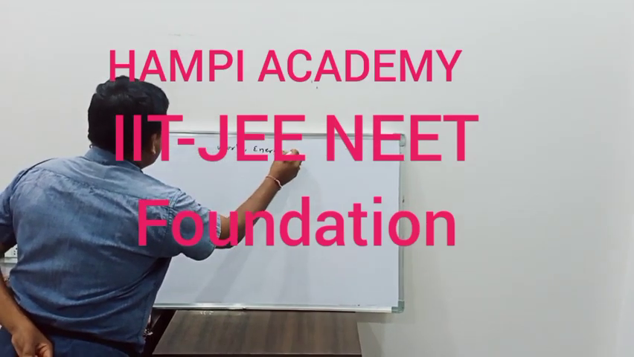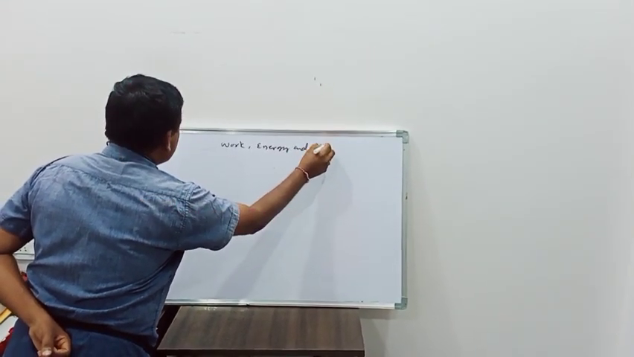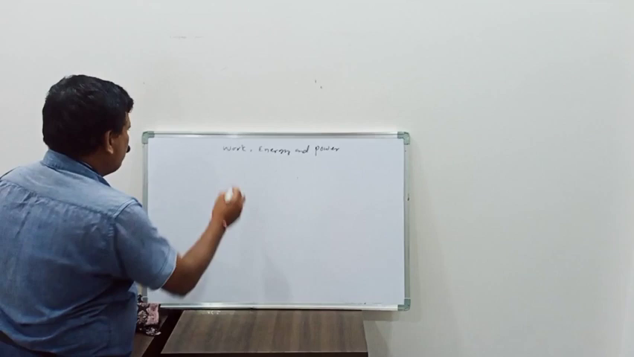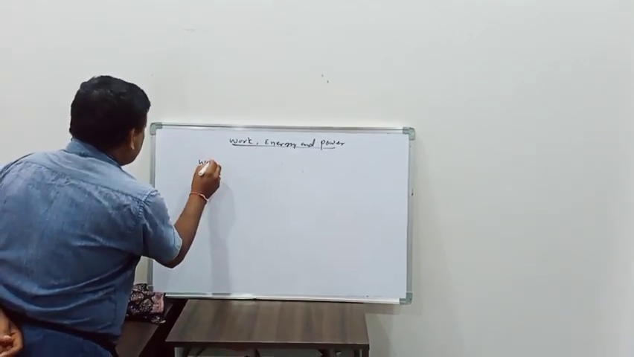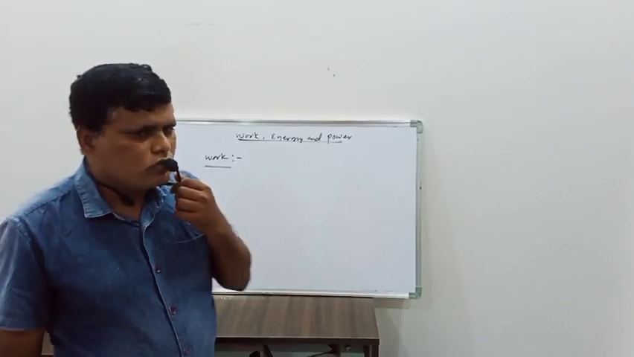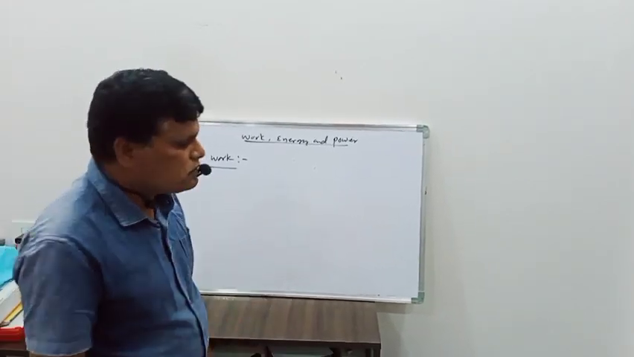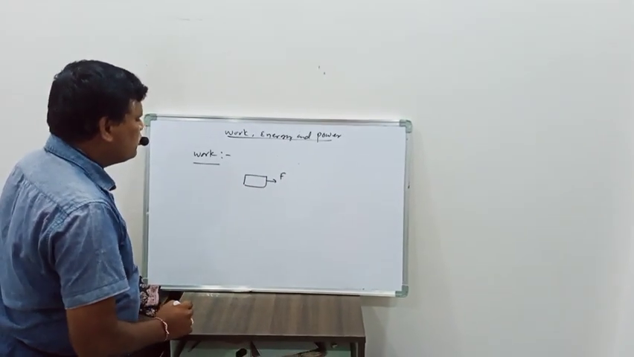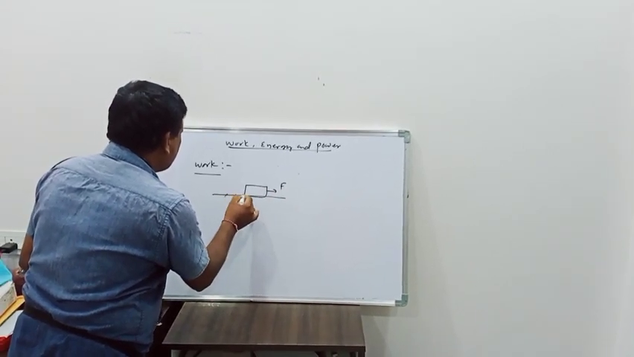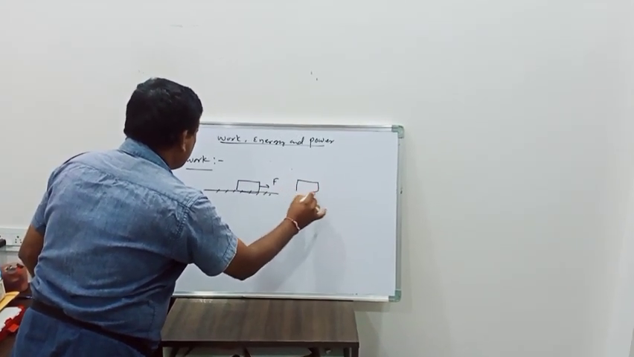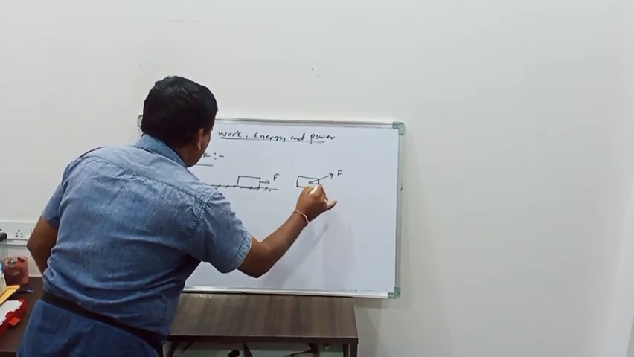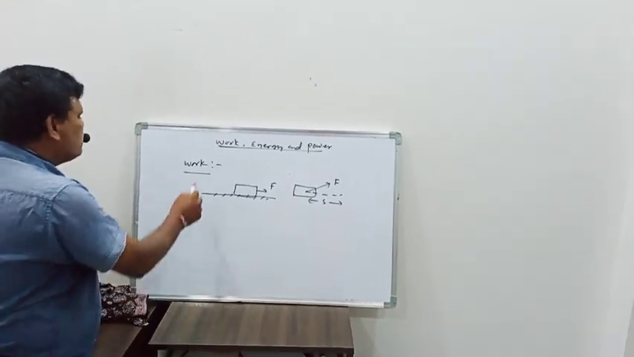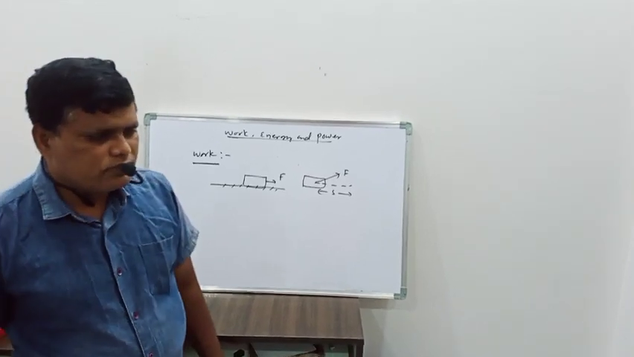And power. Here we are going to discuss the topic: work, energy and power. Now about work. What is meant by work? Work means whenever we apply a force F on a block, the block undergoes a displacement. When we apply the force F, a body undergoes displacement. Then the force is said to have done work.